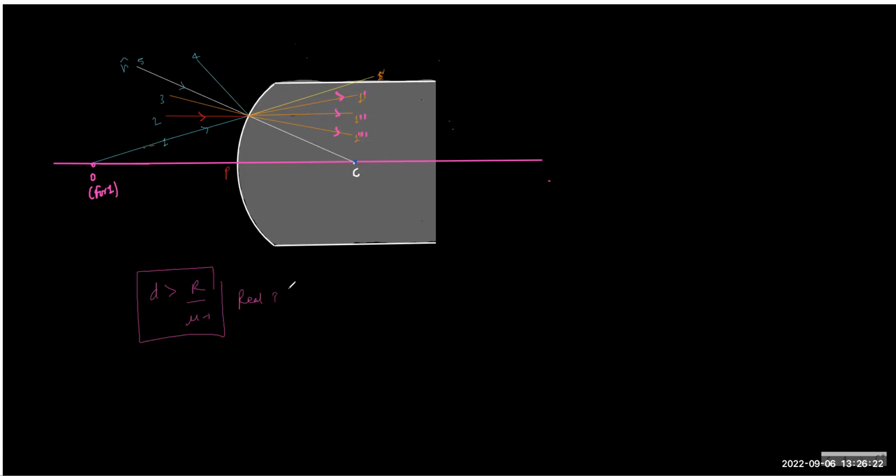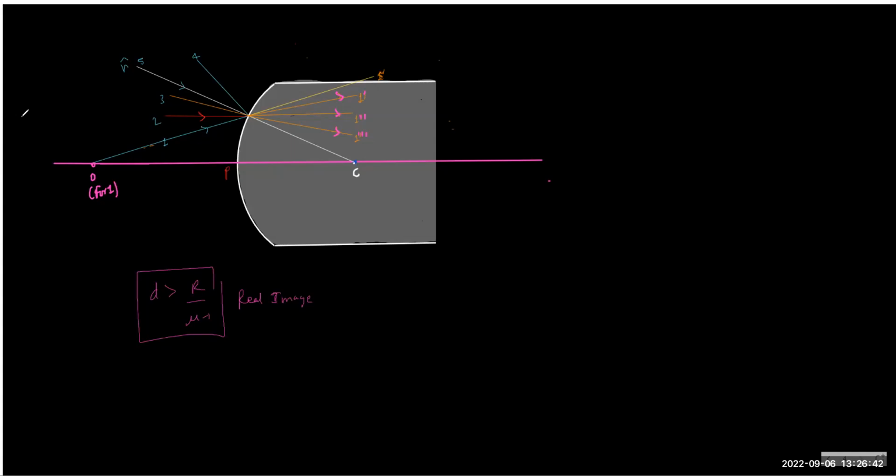I hope, sir, you remember we have discussed this before. So infinity is anyway more than anything. So there is no issue. So 2 will for sure, 100%, always form real image.